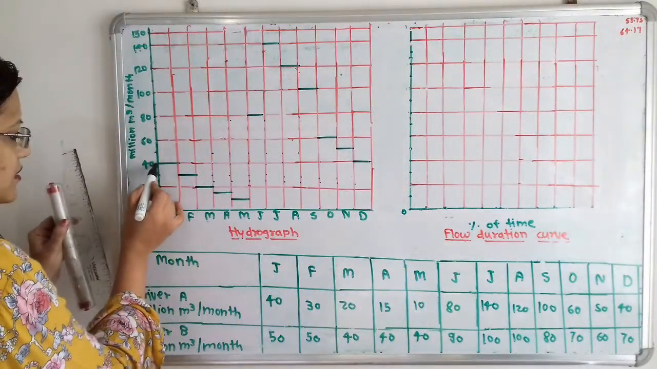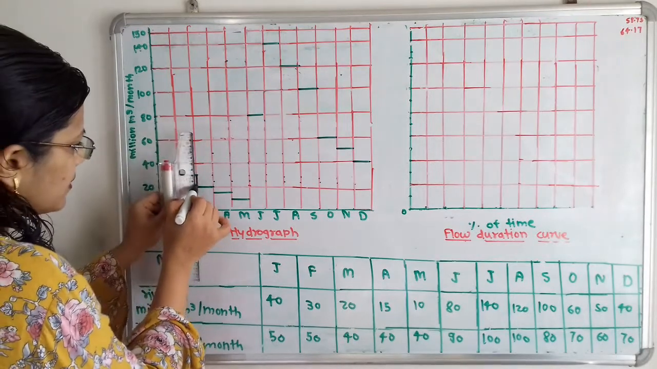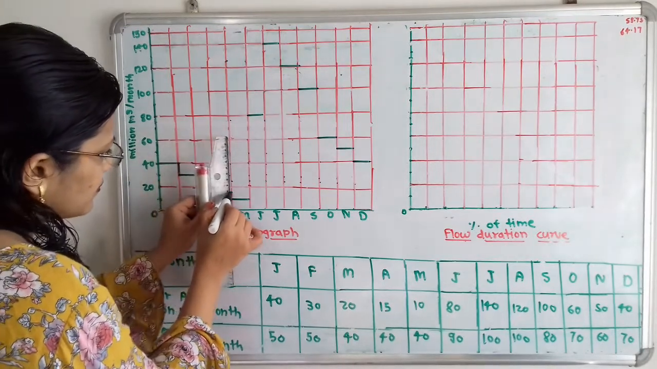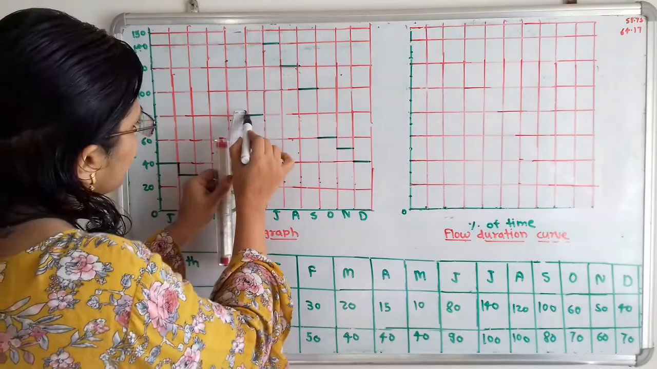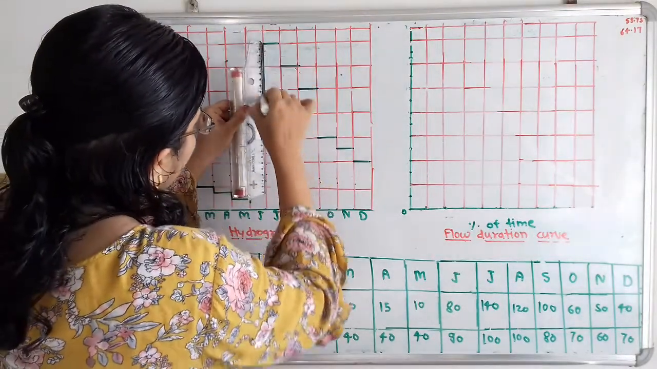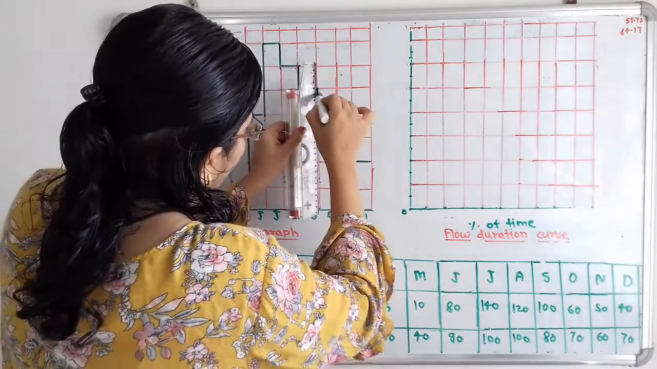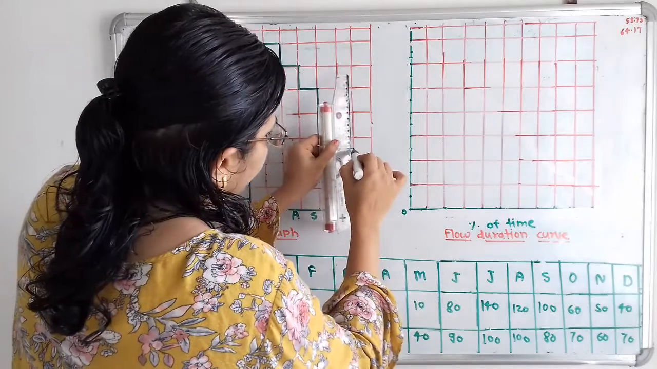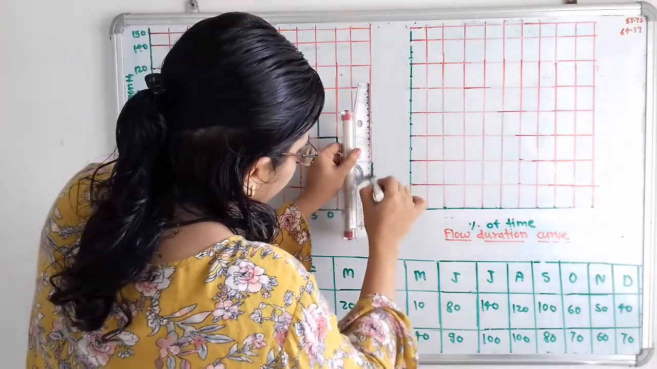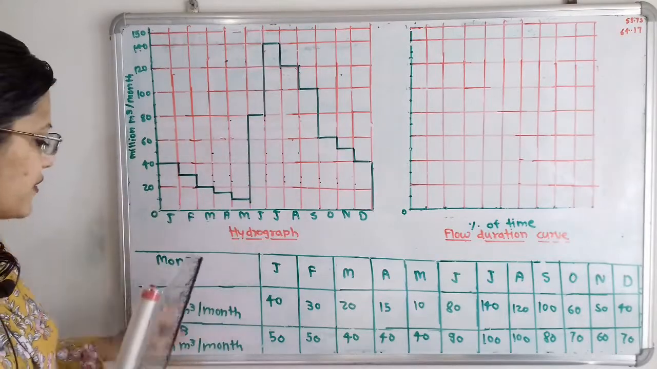Now we will join these. Here this is the first line, so we have to join this with the second line. So this is the hydrograph for river A.